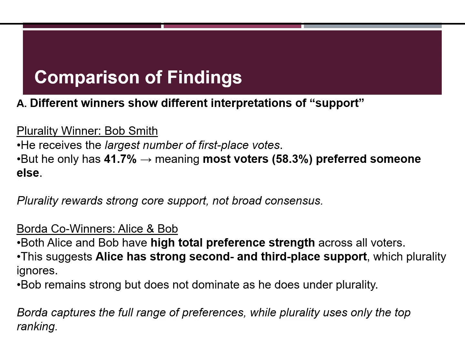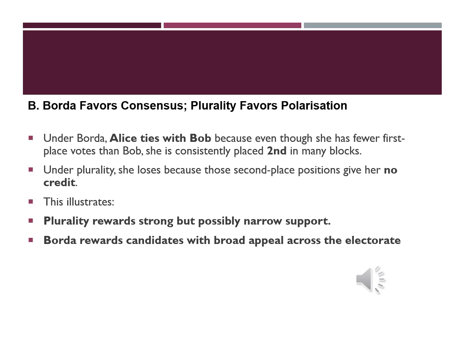So, comparison of findings. We have different winners, which shows different appreciation of support. Plurality winner Bob Smith receives the largest number of first place votes, but he only has 41.7%, meaning most voters, 58.3%, preferred someone else. So plurality rewards strong core support and not broad consensus. Borda favors consensus. Plurality favors polarization.